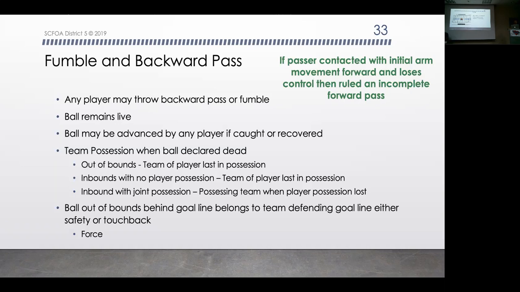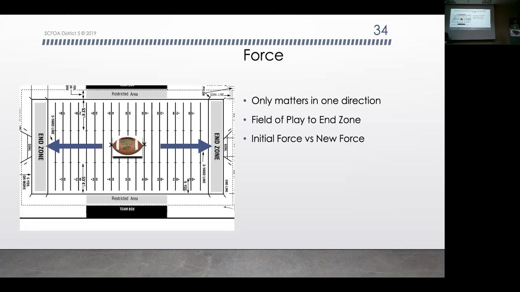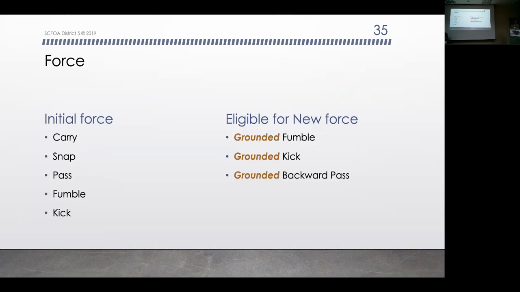So we mentioned this again, force. Remember, it only matters in one direction. It goes from the field of play into the end zone. Initial force: again, we talk about carry, snap, pass, fumble, or kick. So here it's going to be a pass or a fumble. It's going to be the initial force or carry. Eligible for a new force: grounded. The keyword there is grounded, fumble, or backward pass.